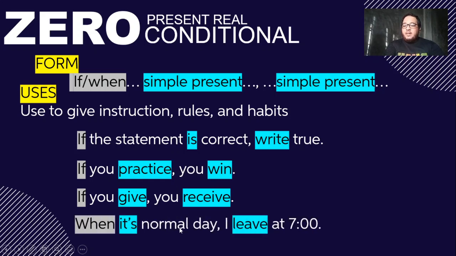When it's a normal day, I leave at 7. This is a habit: if it's a normal day, then I typically leave at 7. So we made use of zero conditional in constructing instruction, rules, and habits.